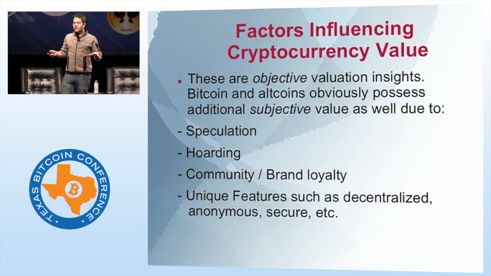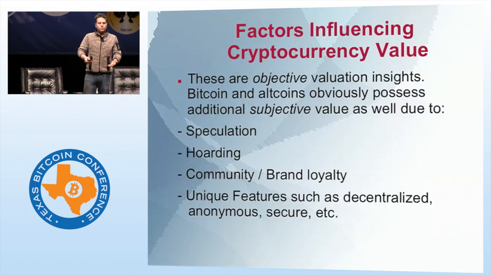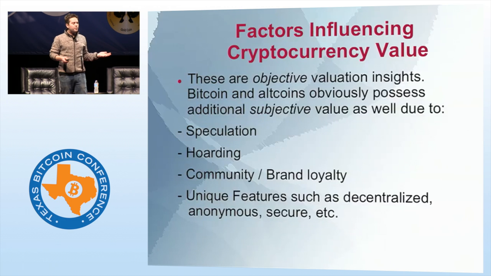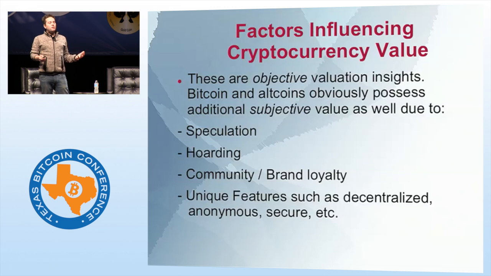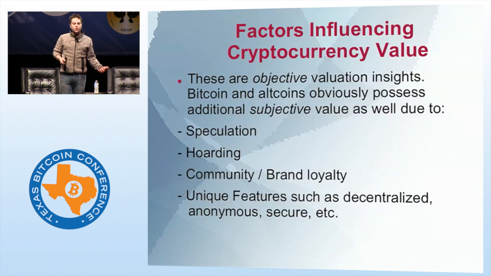So these are just objective, quantifiable valuation insights. And Bitcoins and altcoins obviously possess additional subjective values as well that are very hard to identify and quantify. But people are speculating, miners are hoarding. This model of production assumes that people are mining to produce. They're producing to sell. That's not true. Some miners keep all or some of their product. There's community and brand loyalty. For example, Dogecoin has a huge loyalty behind it, even though fundamentally it's fairly worthless based upon this mathematics. And there's value in the unique features of cryptocurrencies, such as the decentralized nature, that it's anonymous, that it's fairly secure, and so on.